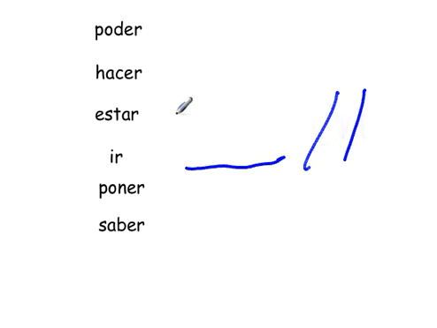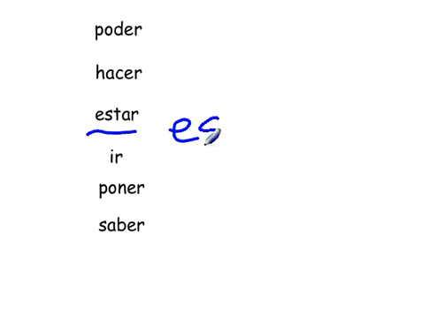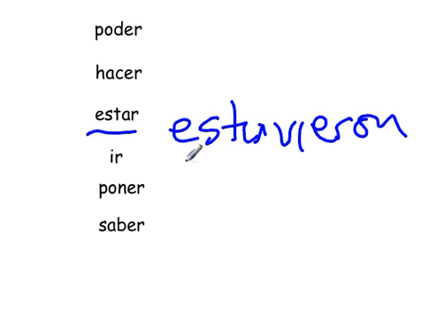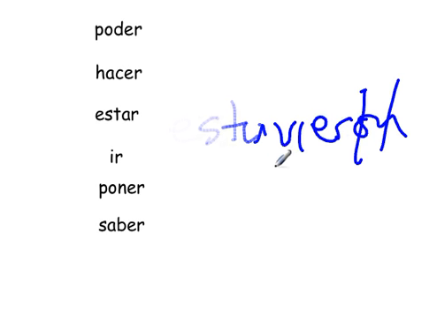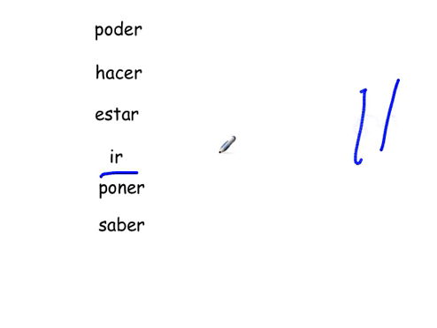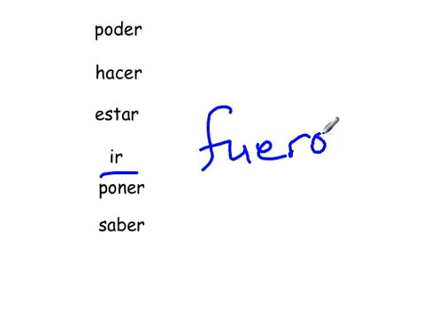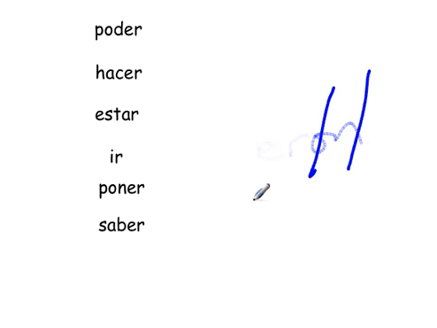The same with estar. We know the third person plural form of the verb estar, which is what? Estuvieron, right? So take off the last two letters: estuviera, estuvieras, etc. Same thing. What's the third person plural form of the verb ir? Well, we know it's fueron. And obviously ir and ser are the same. So this is for ir and ser. We take off the O and the N, and it's going to be what? Fuera, fueras, fuera, fuéramos, fueran.